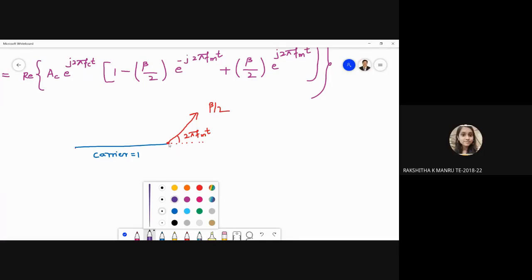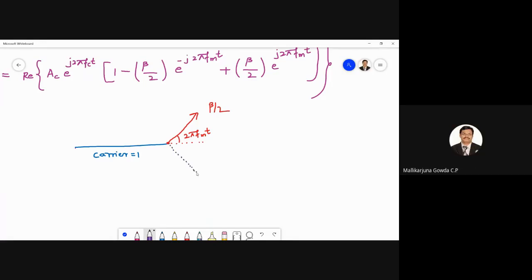Similar to that, if it were just e power minus j 2 pi fmt, I would have written it like this. But now there is a minus sign here, whereas in the previous case it was plus. Since it is minus, it should be a mirror image of this, in this direction. Yes or no? So this will be at an angle of minus 2 pi fmt, with magnitude beta by 2. Now you can draw this, and this is my resultant. Just write the vertical line.